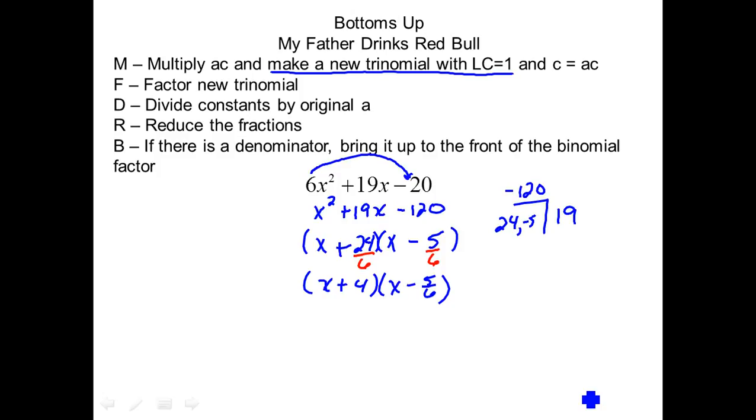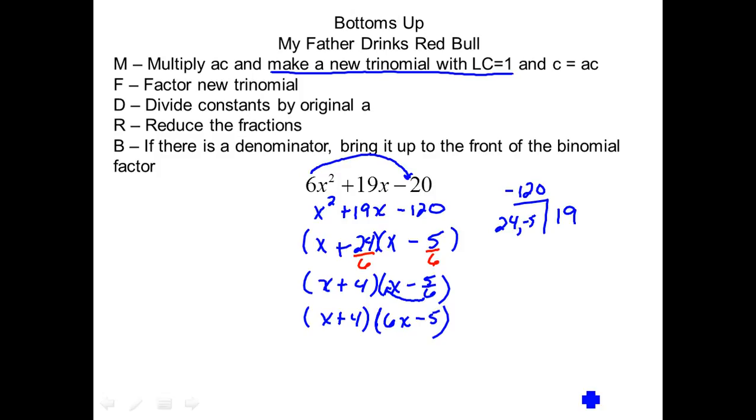B, that's where bottoms up comes from. If you have a fraction left, you're going to bring the denominator, the bottom, up to the front. So in the first one, I don't have a fraction. It stays by itself. But here, bottoms up. 6x minus 5. And you're done. My father drinks Red Bull.